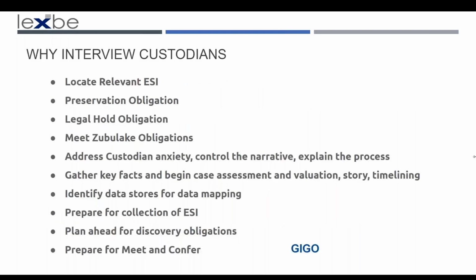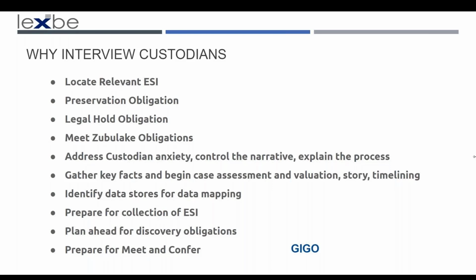Locate the relevant ESI. You build your preservation obligations and legal hold obligations from the custodians to meet the Zubulake requirements or obligations. I'll talk about that in the next slide. Another reason is to have somebody talk to the custodians early on and address possible anxiety. Many people, when they receive a legal hold notice, if they're not used to it, can become very anxious about it and can spin. So it's an opportunity to talk to them, control the narrative, explain the process, and answer their questions early on.